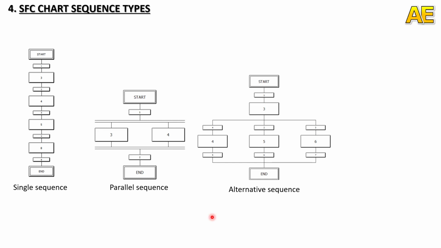The third one is the alternative sequence. The part of an alternative sequence to be executed is the sequence with the transition whose condition is satisfied first. If several transitions are satisfied at the same time, the transition furthest left in the chart is activated.